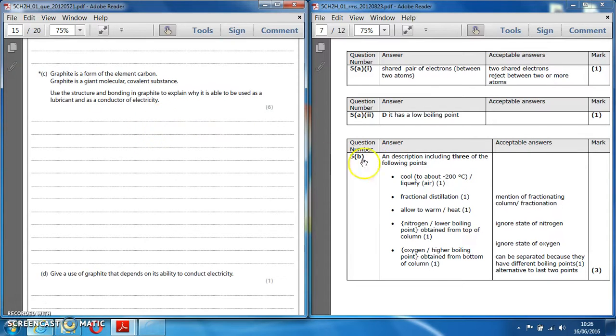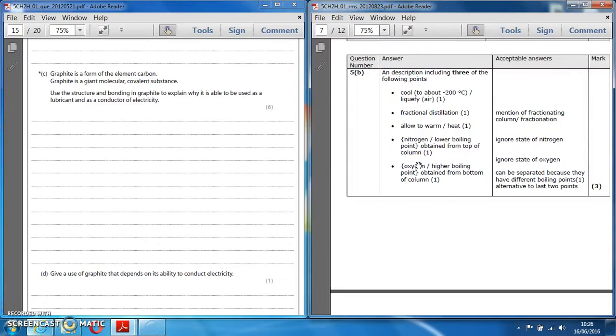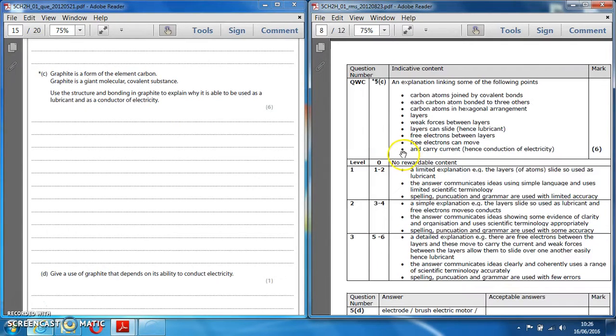Why can it be used as a lubricant? Well, because it's got 3 bonds, it forms these hexagonal layers. The hexagonal layers can slide over each other because they've got weak forces between them, not covalent bonds like diamond, which has got 4 bonds and lots of strong bonds. So the shortest answer: because it's got these layers, they're able to slide over each other, making it a good lubricant.